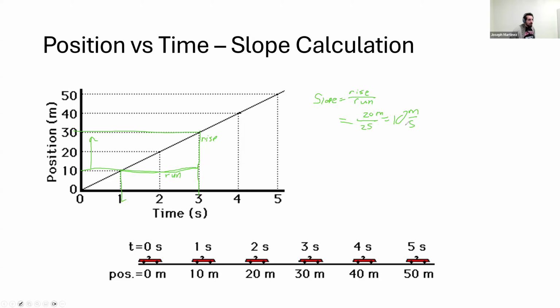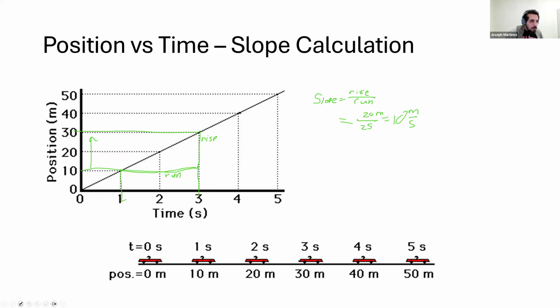Well, 10 meters per second, where have we seen that before? That was the speed of this car. It travels 10 meters every second. That is the speed of this red car. So the slope not only tells us that the steeper the slope, the faster it is, there's actually a numerical connection: when you calculate out the slope, that value is the velocity of the car, or the velocity of whatever object you're looking at.